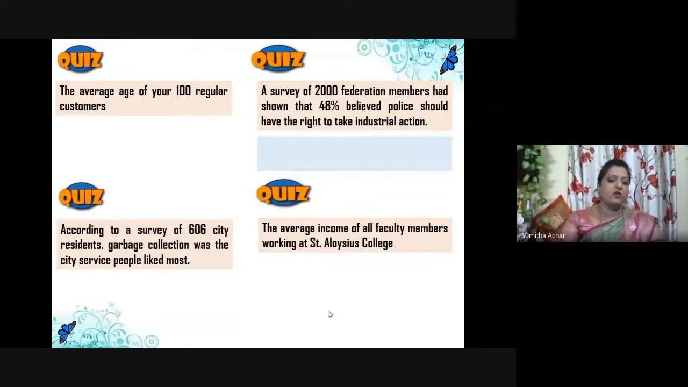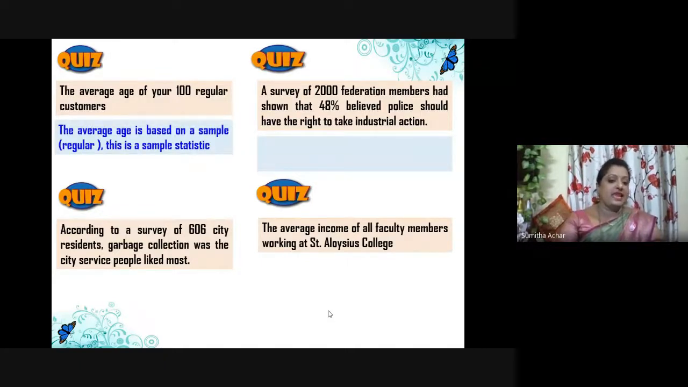So again, I have 4 questions quickly. Let's take about 6 seconds for this. The average age of your 100 regular customers. Average age of your 100 regular customers. So again, the 100 regular customers is a sample study, right? The term regular signals a sample. So it's 100 regular customers. So it's a sample study.